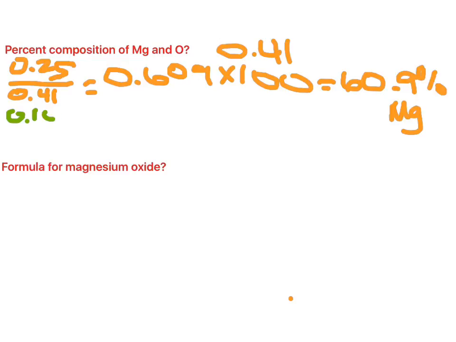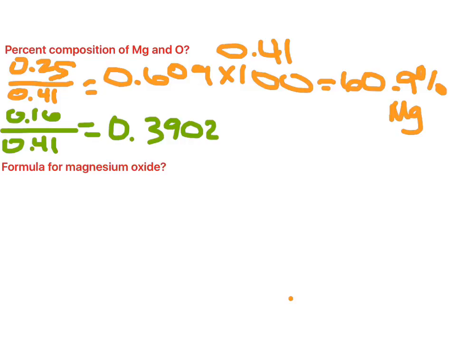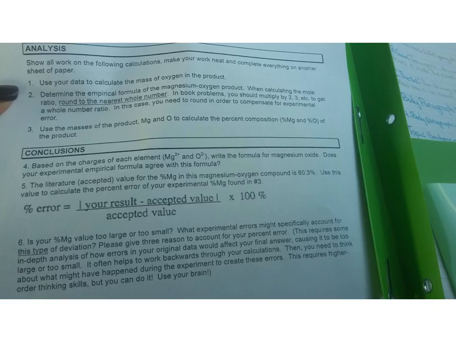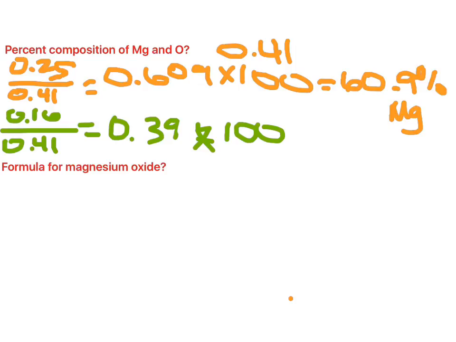So you take your 0.16 grams, then you divide that by the total mass, and you get 0.3902. Doesn't matter about those two numbers because you don't really do it to that much. I don't know how much he wants you to do it. Let's see. Usually it says. It doesn't say anything, so I guess he doesn't really care, as long as they match up. Which you're going to get 39% of O.